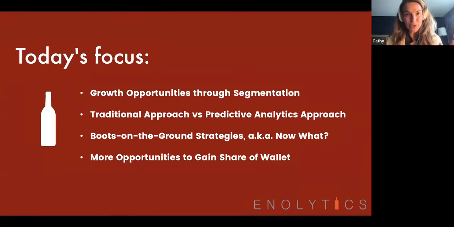We're going to look at the traditional approach to segmenting lists compared to the more predictive analytics approach, showing how things have traditionally been done relative to how they can be done. And then Kelly's contribution is really heavy on the now what. So you've gone ahead and you've segmented these lists. Now, what do you do with them? And then also looking at more opportunities to gain a share of wallet.